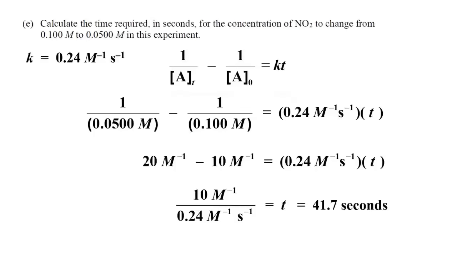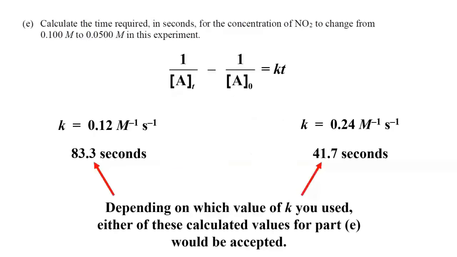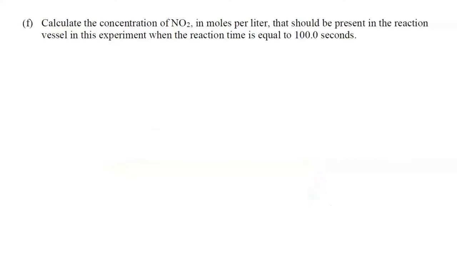All right, so now I'm going to move on to part F of this question, and we're going to have the same situation in part F, where depending on which value of K you use, you're going to get two different answers, and I'll show you both of those. All right, so here is part F. Calculate the concentration of NO2 in moles per liter that should be present in the reaction vessel in this experiment when the reaction time is equal to 100 seconds.